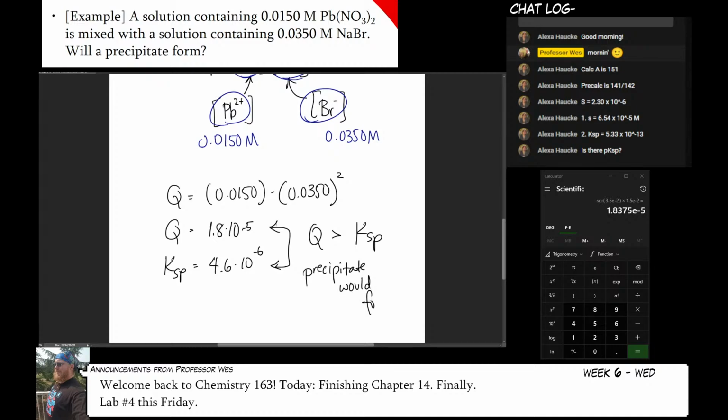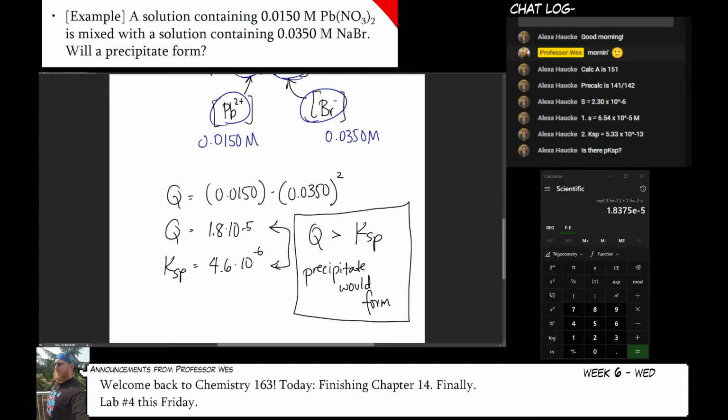would form. And so if I had these concentrations of lead nitrate and sodium bromide and I poured them in a container, I would immediately make lead bromide. And you would see it cloud out.